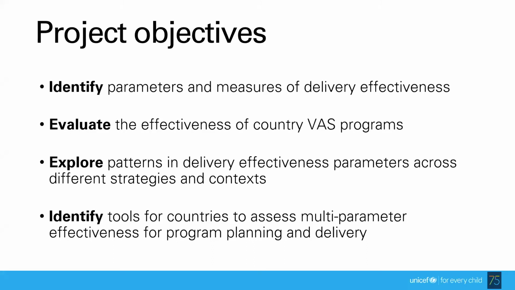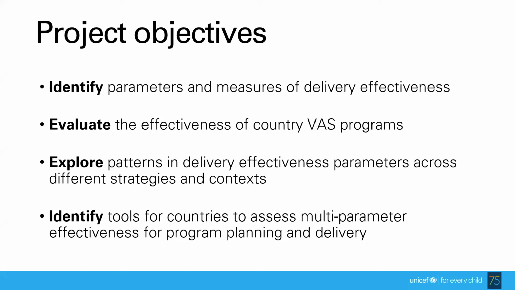Yeah. So the starting point for this project was a series of simple questions. We asked what constitutes effective delivery of preventive public health services and commodities, such as vitamin A supplementation. In order to track performance of campaigns or routine delivery, is it enough to look at just coverage, or do we need something else? And if we do, if there is a need for other parameters of delivery effectiveness, what are they and how can we assess and measure them?